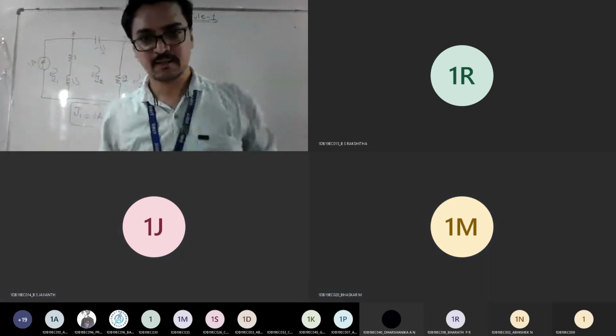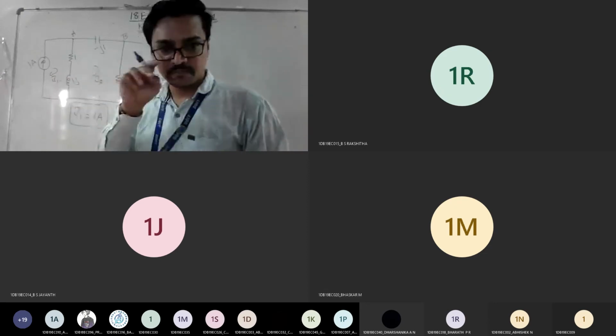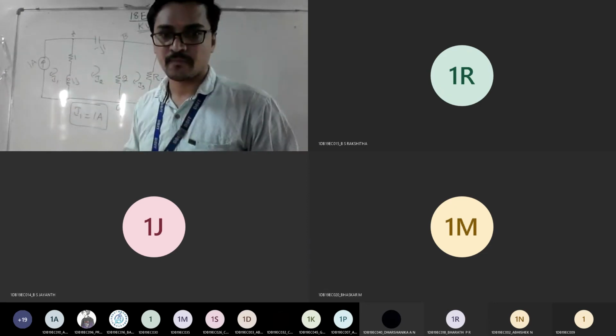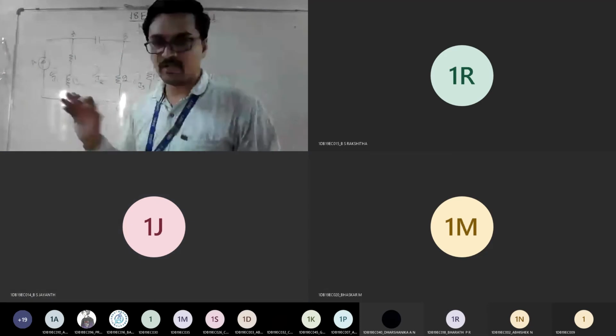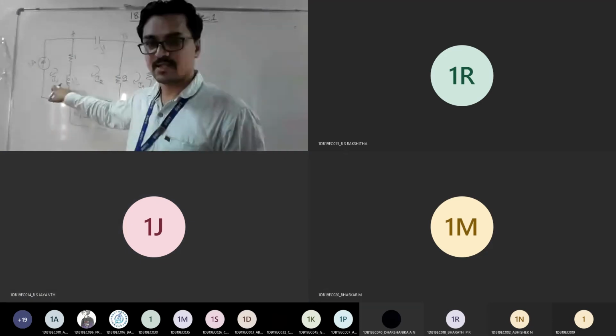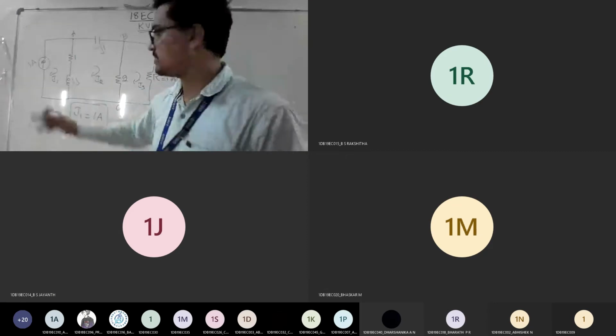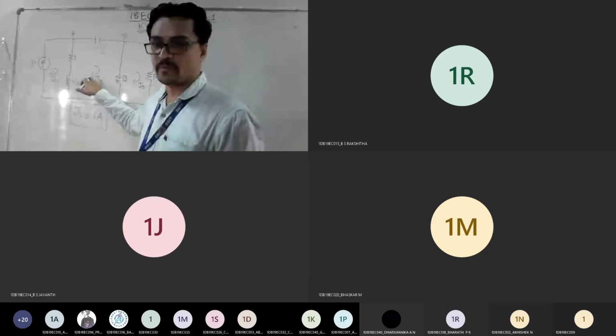Do you want to apply mesh analysis for this first loop now? No need. The ultimate goal of applying mesh analysis is to find the current, but here I already got the current answer, that is I1. So there's no need to apply it and waste your time there. Straight away we'll go with mesh 2.